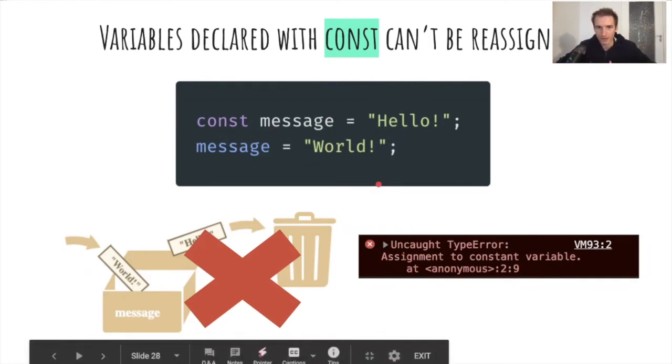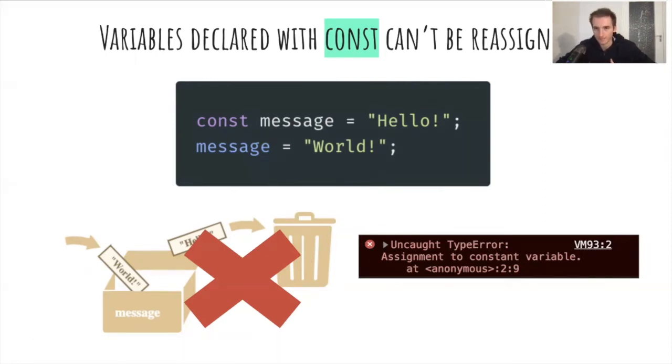The rule of thumb is to use const wherever you can. Then if you decide at some point, okay, actually I need to reassign this variable, I need to change the value of this variable using this reassignment syntax, then you can switch it to let. So start off all the time using const, and if you decide at some point that you need to reassign this, then you can change it to let.